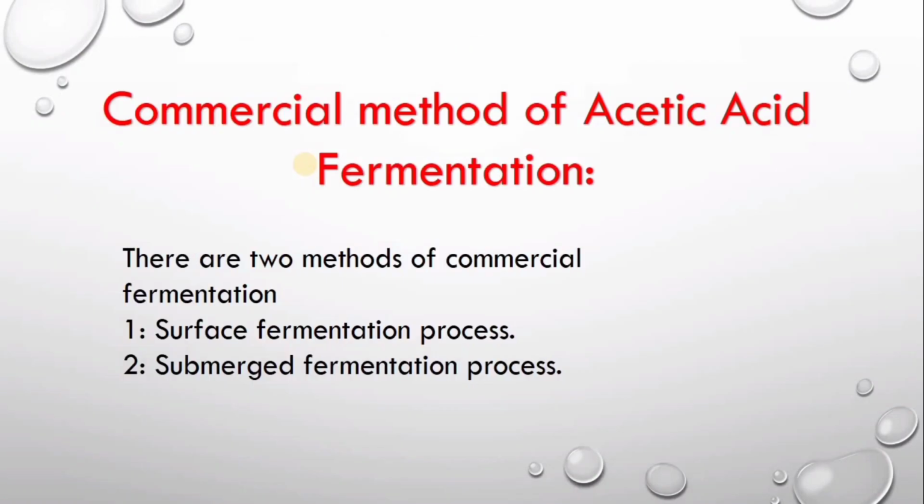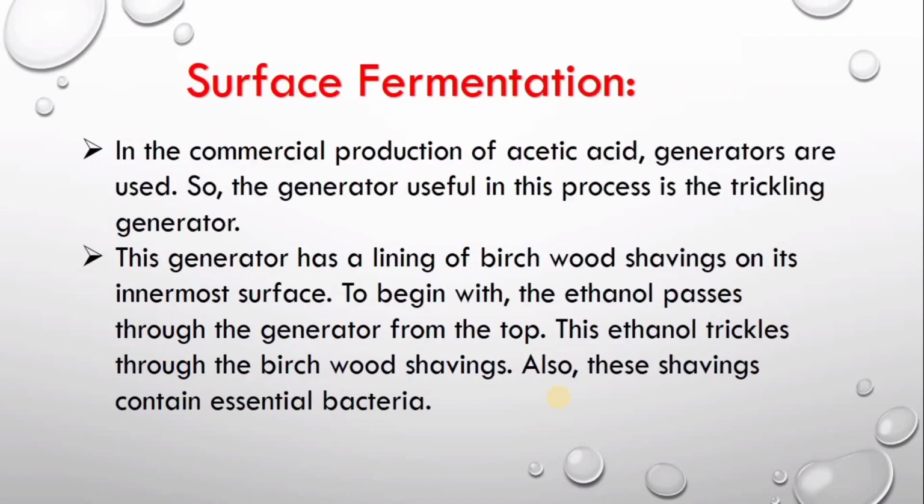Now the commercial method of acetic acid fermentation. The production of acetic acid through fermentation. There are two methods of commercial fermentation: the surface fermentation process and the submerged fermentation process. This is the process in which the production of acetic acid occurs. Surface fermentation. In the commercial production of acetic acid, generators are used. The generator useful in this process is the trickling generator. So the trickling generator is used in surface fermentation.